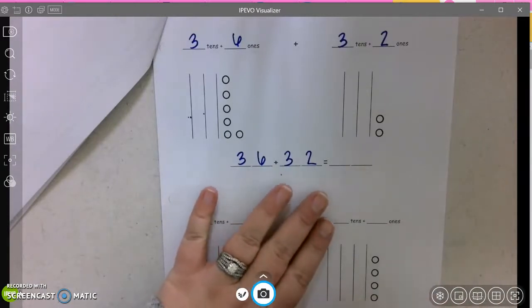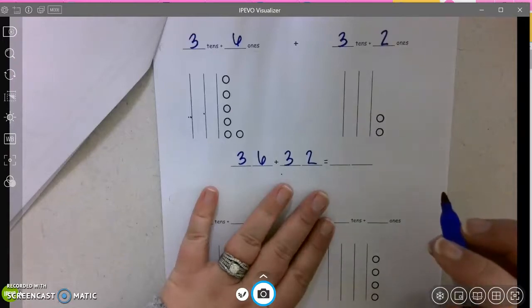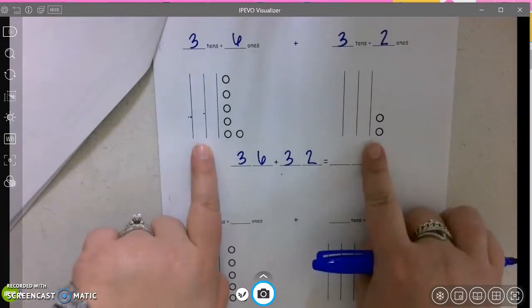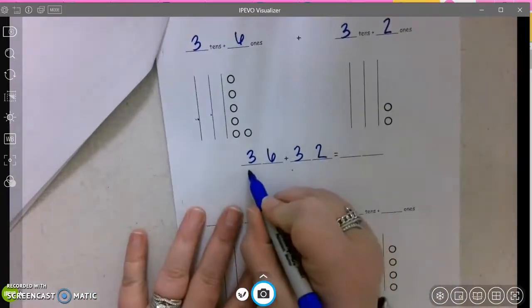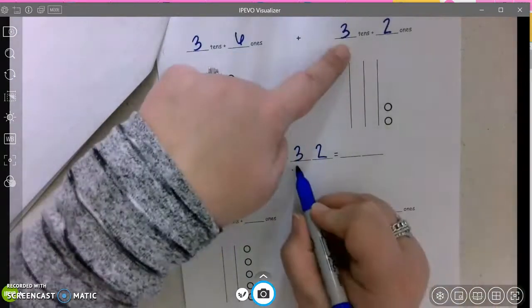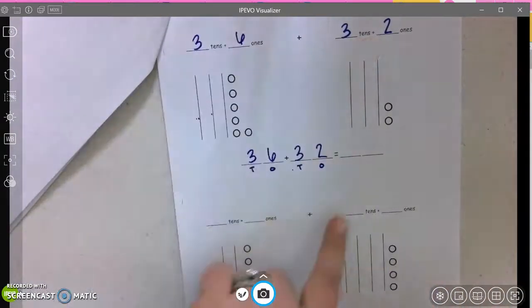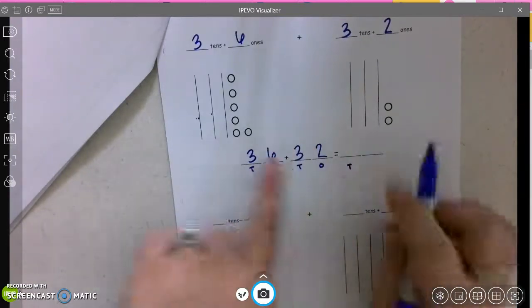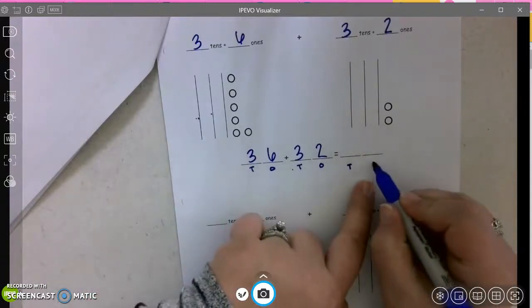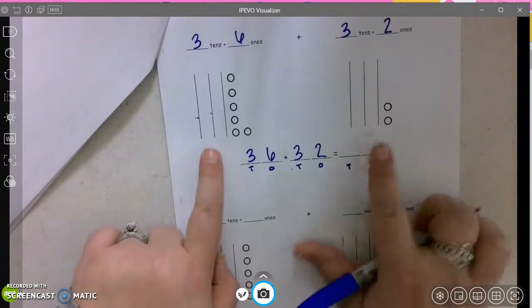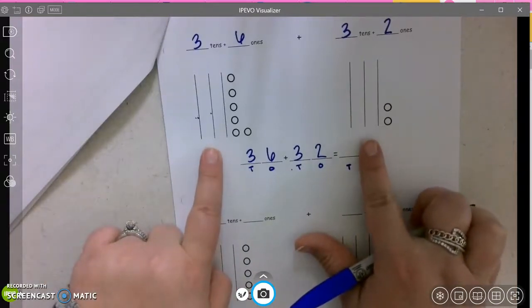To help us get ready to add and subtract those 2-digit numbers, we can look at our picture like we did in the beginning of the year, and we can just add them up. So remember, this line right here is the tens, and the 6 is the ones. The 3 was in the tens, and the 2 was in the ones. For our answer, we're going to look at how many tens we have all together, and then how many ones we have all together.